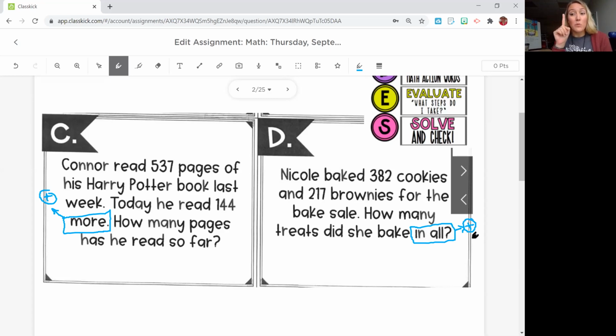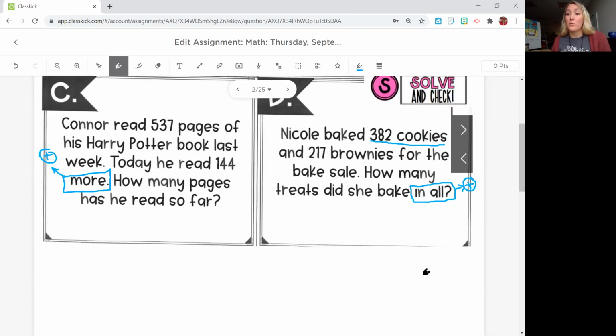Now, one thing I want you to remember that I had to remind a lot of people of: when you write out the number, please tell me what the number means. Is it 382 bikes? No, 382 cookies. Make sure that you write out what they are, okay? When you write out 537 pages, you are adding two groups of pages. The second one, you're adding cookies and brownies. When you are finished, you can move on to the next one.